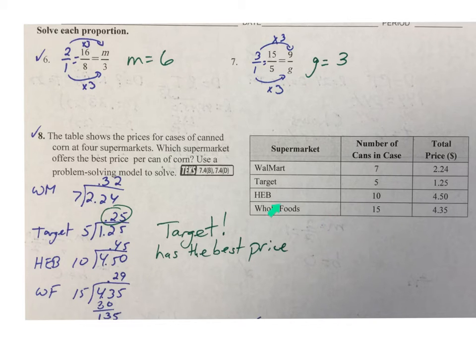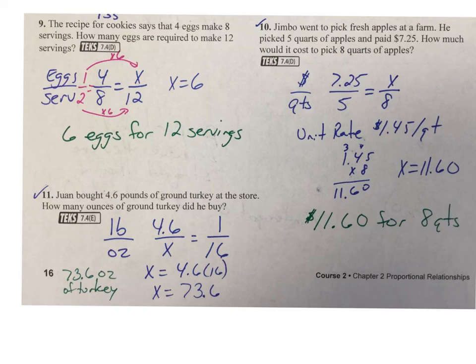On number 8, it's using the unit rate. So you're dividing these two numbers for Walmart, and you get this, 32 cents. Divide these two numbers for Target, and you get 25 cents. Divide these two numbers with the money under the hood, of course, and you get $45. Money under the hood, and you get 28 cents. So that means Target is the cheapest.